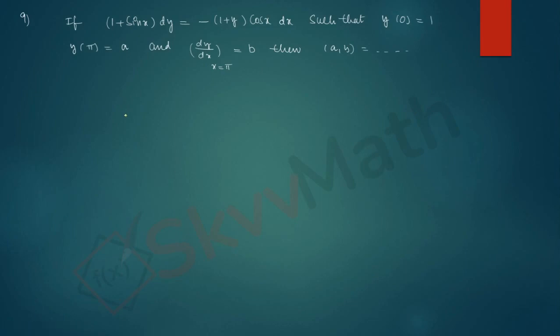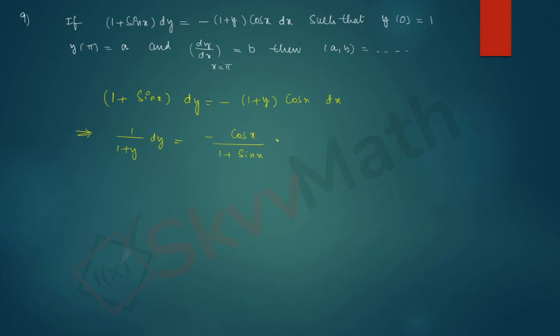Now you see problem number 9. This is a question from differential equations in calculus. What is given here? (1 plus sin x) dy equals minus (1 plus y) cos x dx. So can you see, it is clearly given in variable separable form, right? So you can separate the variables here. 1 by (1 plus y) dy equals minus cos x by (1 plus sin x) dx.